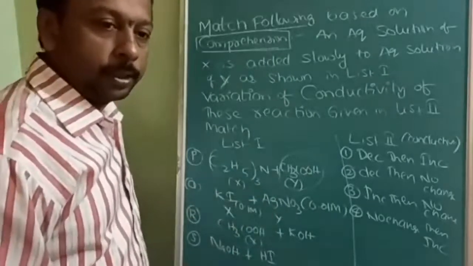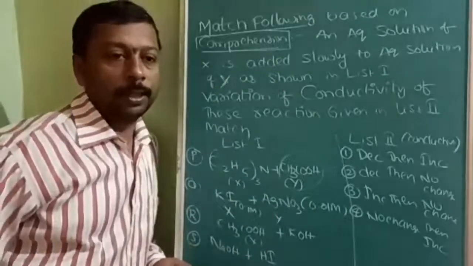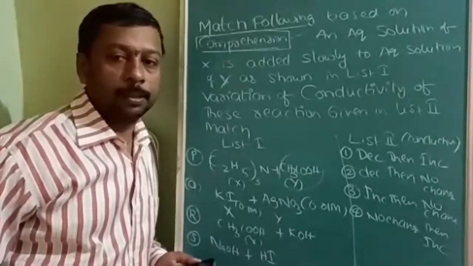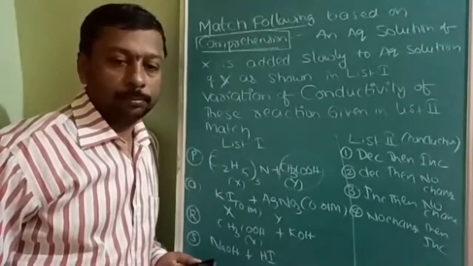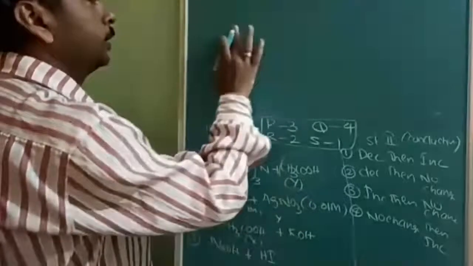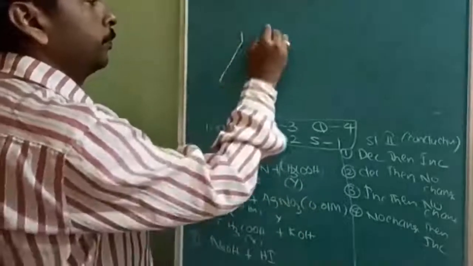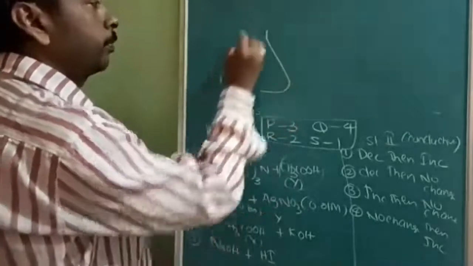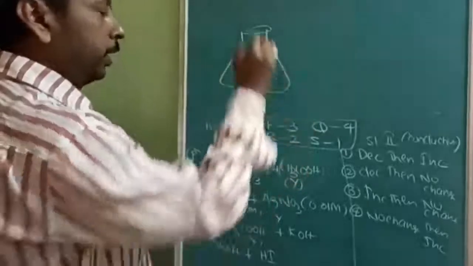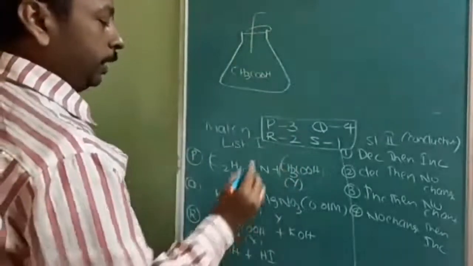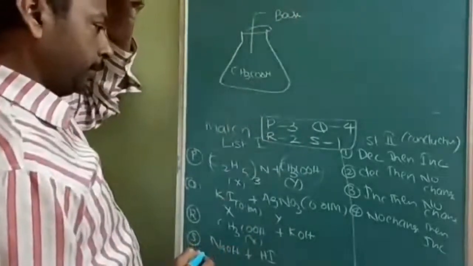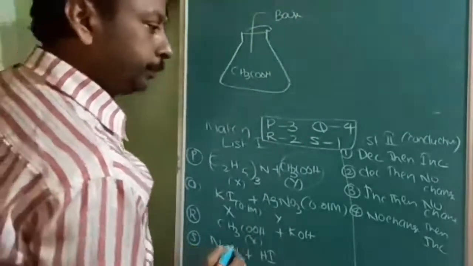So take time. Don't worry. Don't go for the negative marking. So think in all aspects. In the first, what do I have to take? Acetic acid. Acetic acid will be here and I should add the base, triethylamine. So first, what will happen?